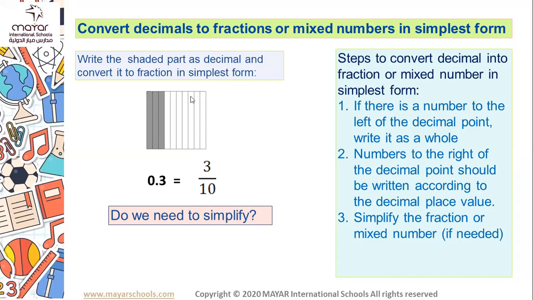Now, if we don't have the grid, how do we change 0.3, 3 tenths, to a fraction? Now, look to the right of the decimal point. What do we have? How many digits do we have? Raise your hand. How many digits do we have to the right of the decimal point in this example? No one wants to answer? How many digits? Yes, Abdullah.